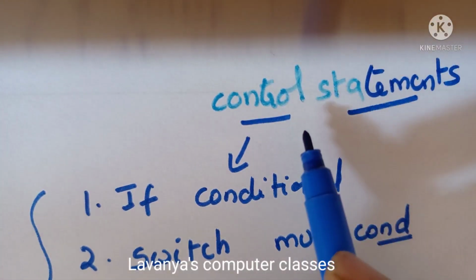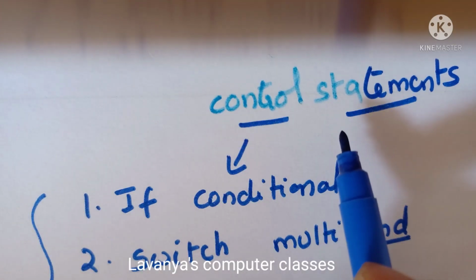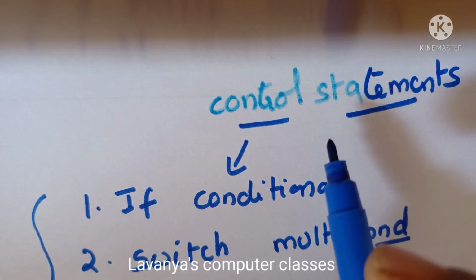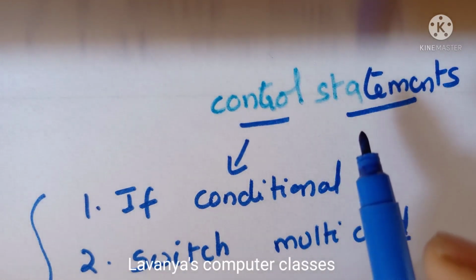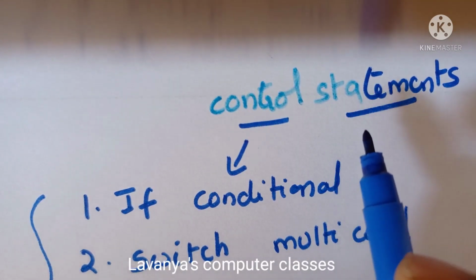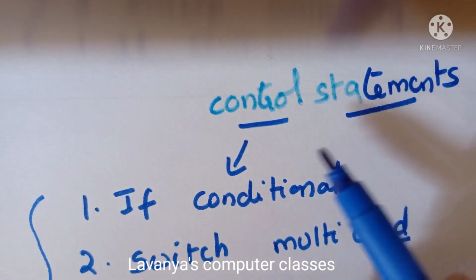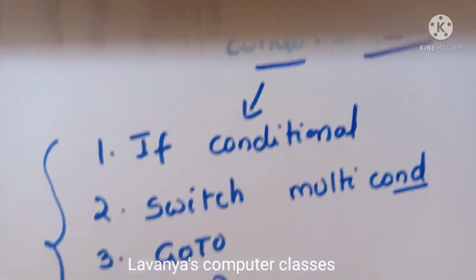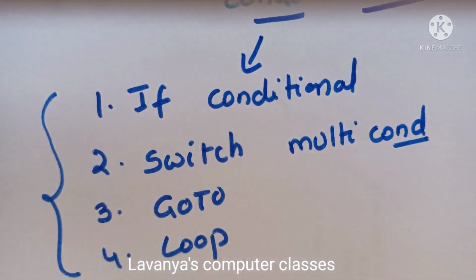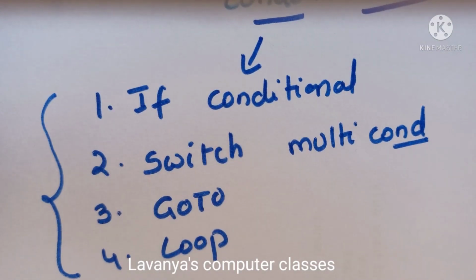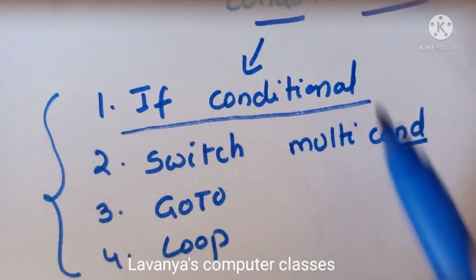What is a control statement? Control means controlling the program execution, so which part of the program is executed and which part is not necessary, that means skipping some lines. How to skip the lines which are not necessary, how to control the flow of execution using control statements. There are four categories of control statements: conditional statements, that is if, switch, goto and loop. In this video I will explain only the conditional statement if.